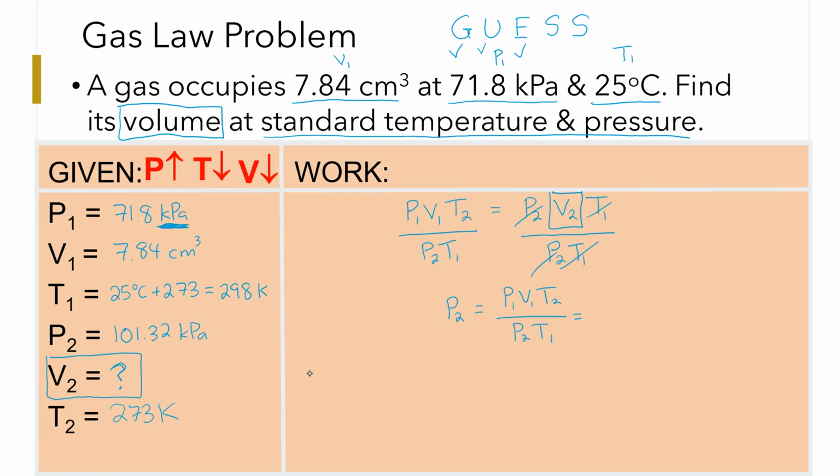That's the first S. So P1 is 71.8 kilopascal, times V1 is 7.84 centimeters cubed, times T2 is 273 Kelvin, divided by P2, 101.32 kilopascal times 298 Kelvin.